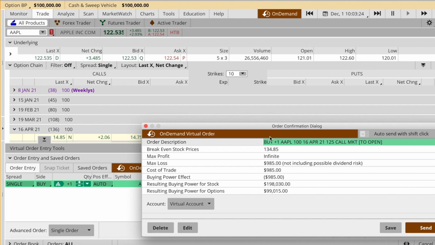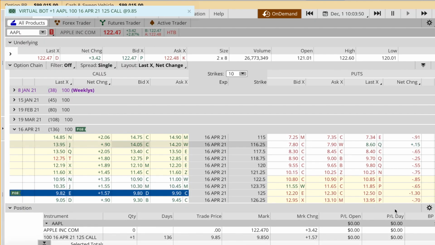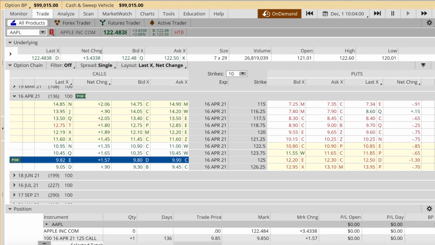$985, because if you remember, even though this is $9.85, it's controlling 100 stock. So I have to pay that $9.85 for all 100 shares that I can buy with this contract. I click send. It tells me my trade price right here was $9.85.